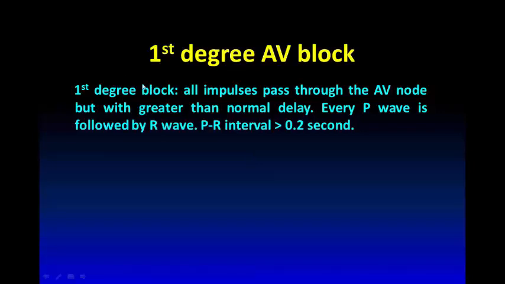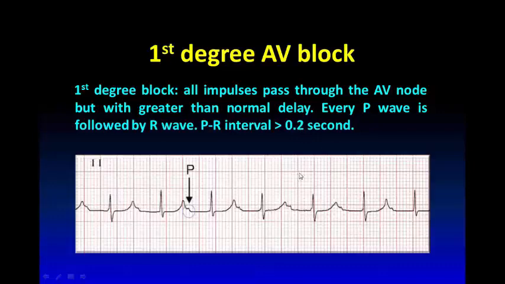In first degree AV block, in first degree heart block, as we mentioned in the previous slides, all impulses originating from the sinoatrial node pass through the AV node but with greater than normal delay in the AV node. So AV nodal delay is prolonged. In the ECG, every P wave is followed by a QRS complex, but the PR interval is longer in duration than 0.2 seconds.